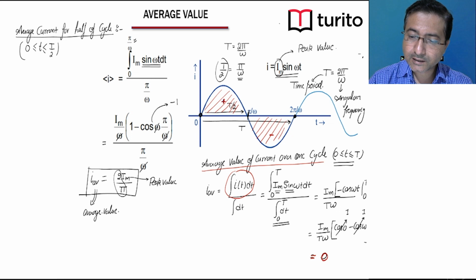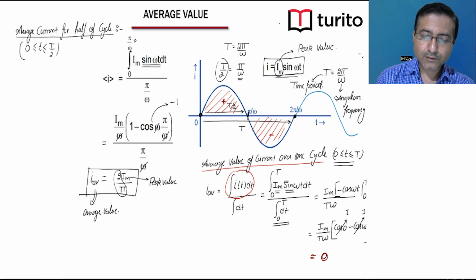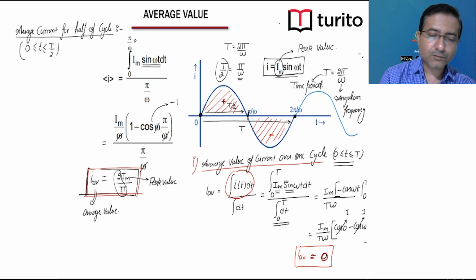Provided our function is sinusoidal. So if variation is sinusoidal, then for half cycle we are getting this expression, and for a complete cycle we are getting this expression. So I hope both are clear, first one and second one.